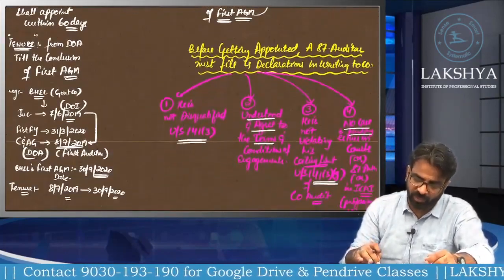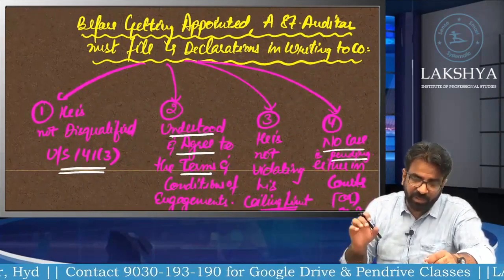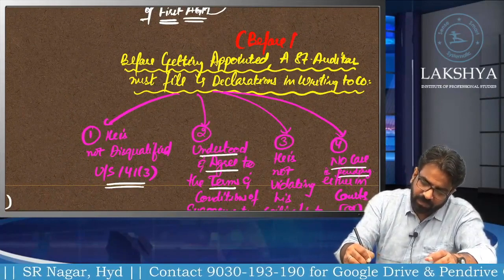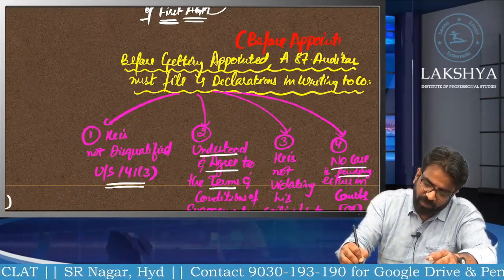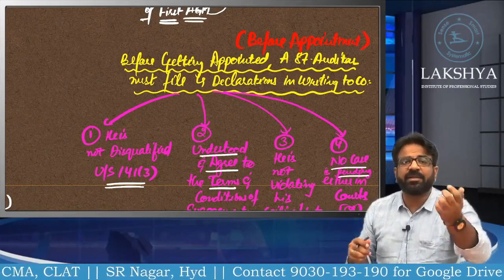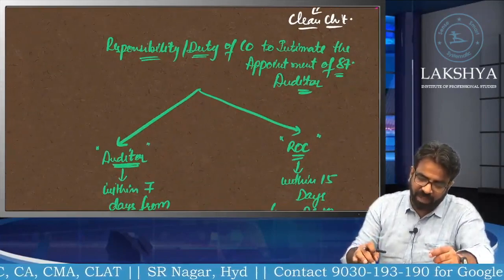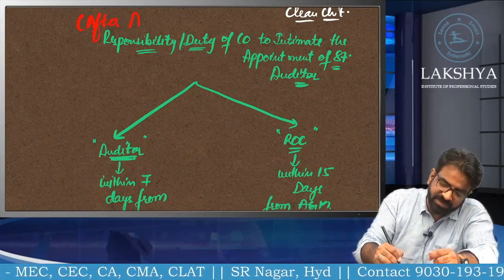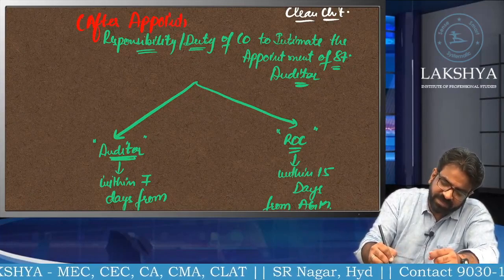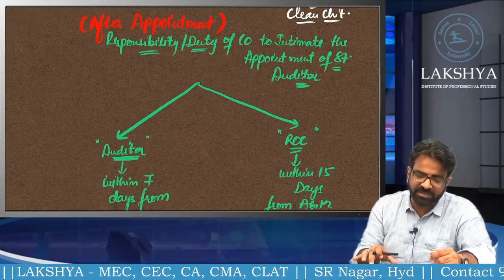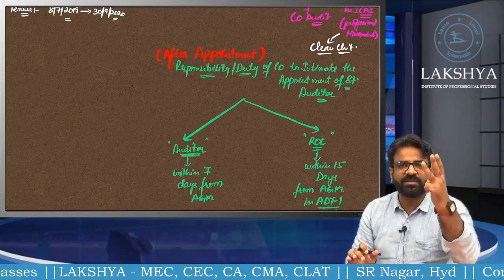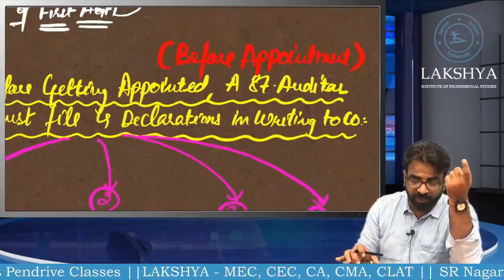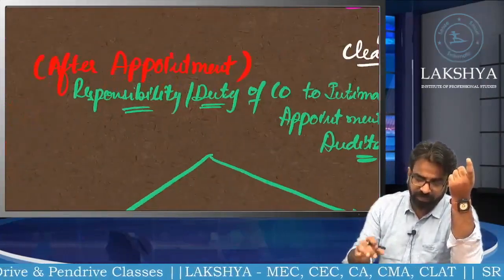Okay, what to do, what not to do. Now, what is this phase? Is it during appointment or before appointment? This is called the before appointment phase. And tell me, after appointment, what are we doing? After appointment, are we intimating the auditor and ROC or not? This is called the after appointment phase. This stage is known as after appointment. It means in section number 139 alone, we have three stages: what to do before the appointment, what to do during the appointment, and what to do after the appointment.